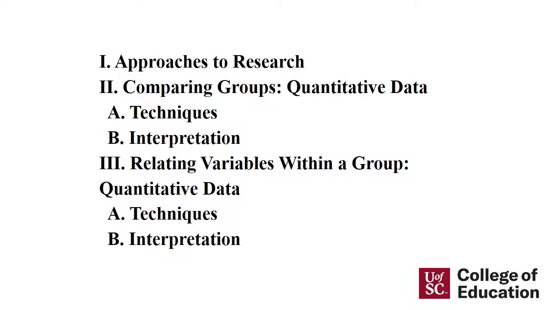Approaches to research. A good deal of educational research is done in one of two ways: either two or more groups are compared, or variables within one group are related. The data in a study may be either quantitative or categorical.